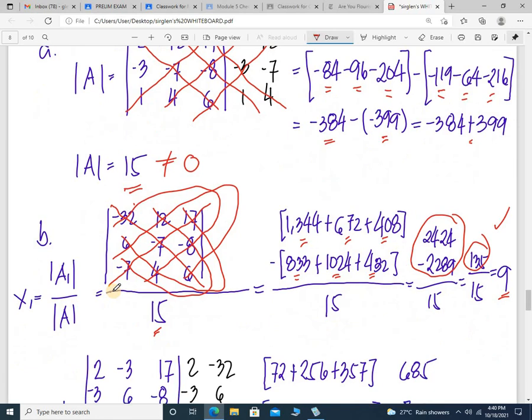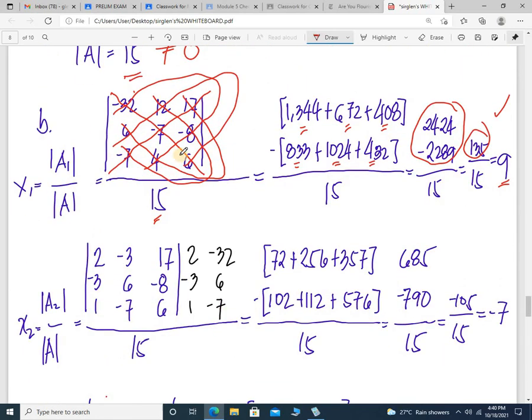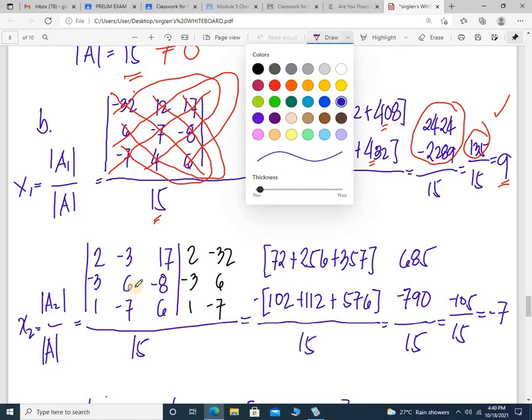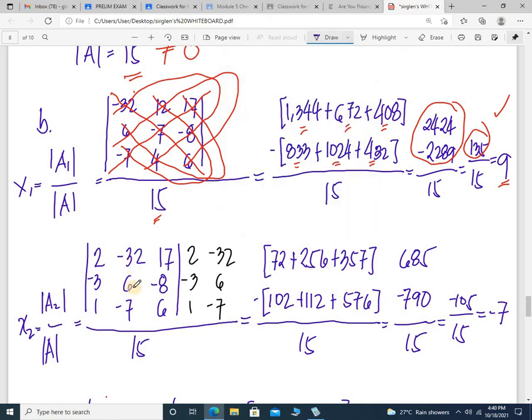We work out x sub 2, the second variable. So x sub 2 is now equal to the determinant of A sub 2 divided by the determinant of A. And again, we now replace the coefficient of x sub 2 with the values of the right side of the equation. So this is negative 32 supposedly, that's 6, and that's negative 7. We can now apply the solution for taking the determinant.